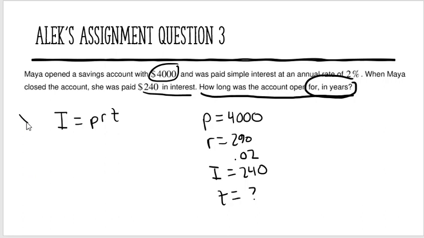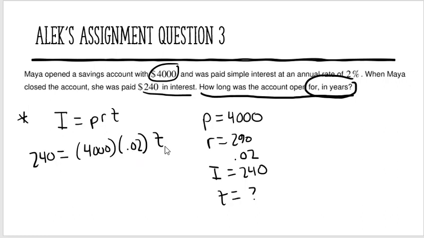Okay, so now let's take this formula. We're going to plug 240 in for the I. We're going to plug 4,000 in for the P. We're going to plug 0.02 in for the R. And we're going to leave the T as a variable. We don't know what that is. Okay, now this is just an equation that you guys know how to solve.